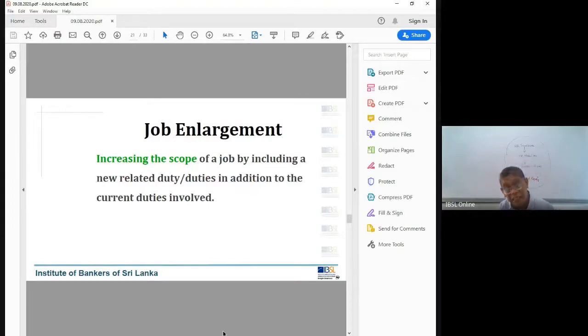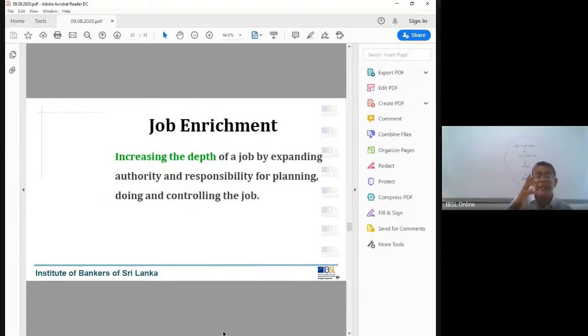Then job enlargement. You were head of the saving section. Now you were given the FD section as well. Job enlargement, right? The scope of the activities. Then you look at job enrichment. What do you mean by that? Increasing the depth of the job.